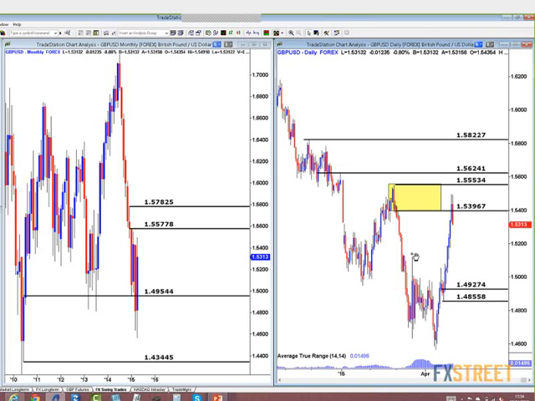That's what I'm looking at there on the pound as well. I wouldn't be surprised based on the monthly charts, though, to see more of a range over the next coming months.